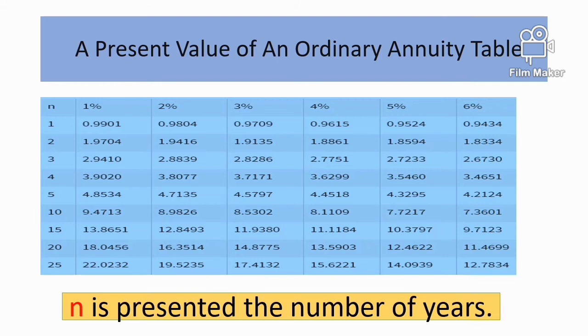If you're given 1 year at 1%, the answer is 0.9901. Number 2, for 2 years, and we have 2%. So if you have 2 years and 2%, the factor is 1.9416. So this table represents the present value factors for an ordinary annuity.